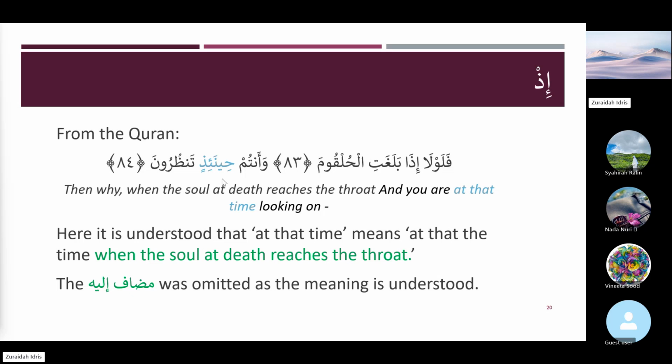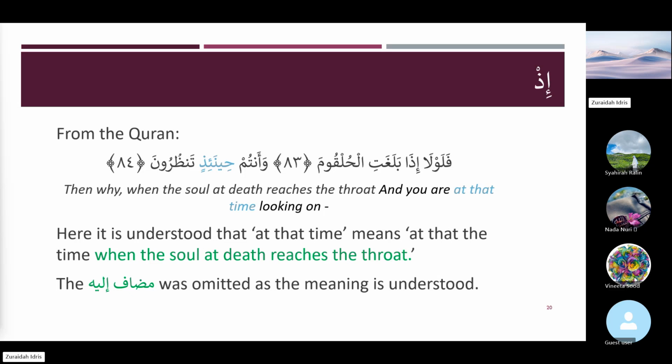So that's why we just use hina idhin. Okay, so the mudaf ilayh was omitted as the meaning is understood. And because we dropped the mudaf ilayh, it takes on the tanween. The mudaf takes the tanween. Okay, so that is hina idhin.